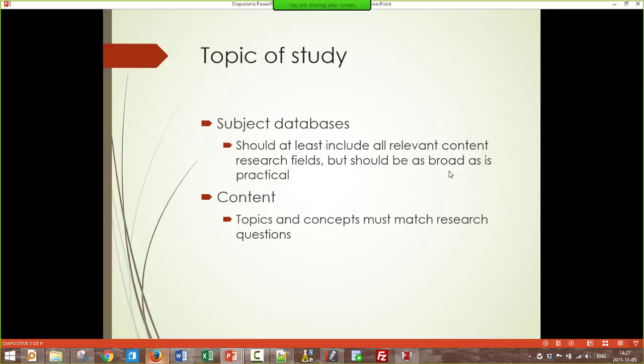Okay, the topic of the study. So this is another practical screen criteria. Subject databases, and that is where should you search. Now usually as an academic researcher, you have access through your university to various subject databases, and you search on what they have. So next week we'll go into this in much more detail.